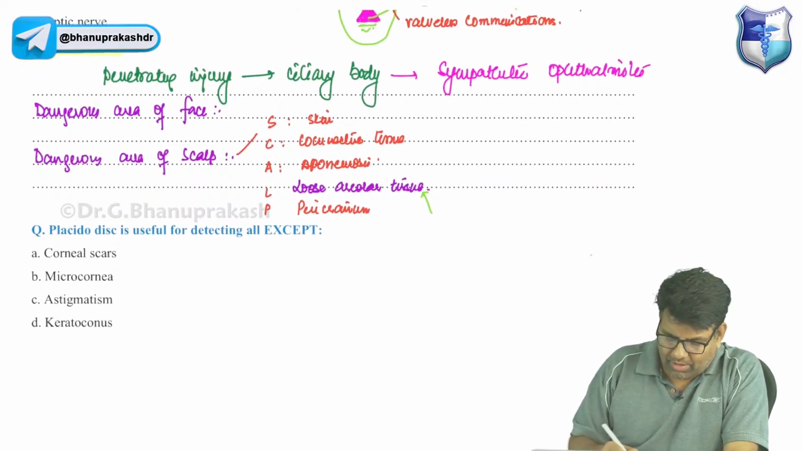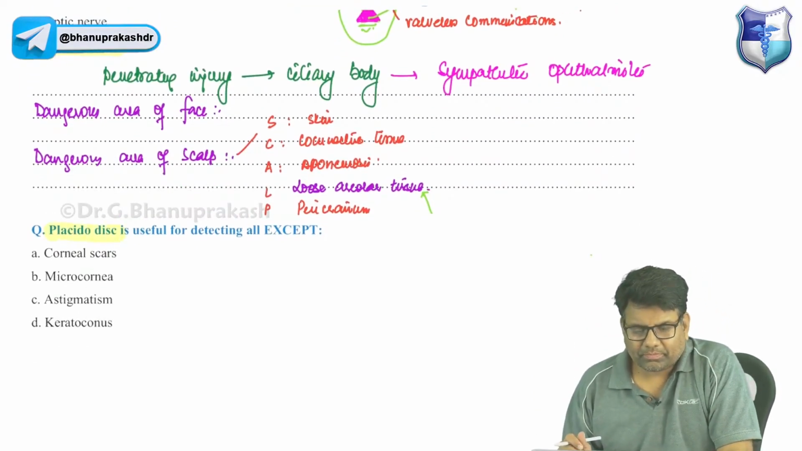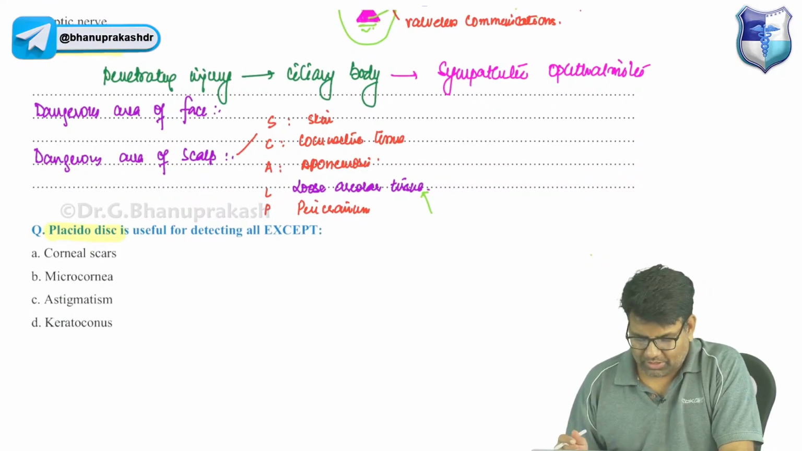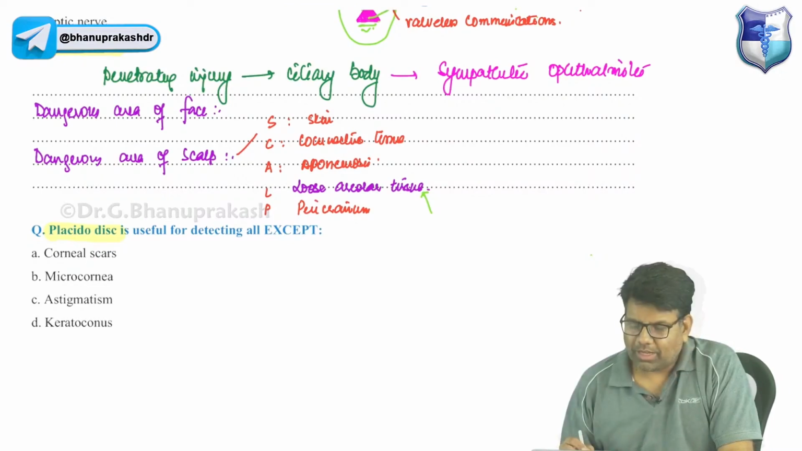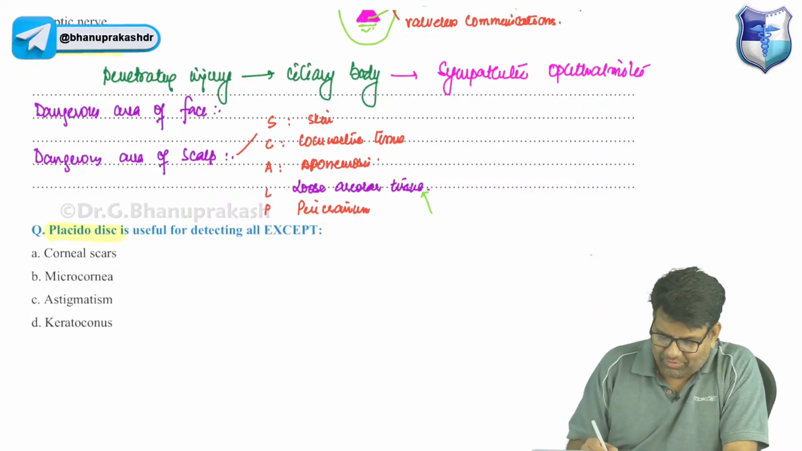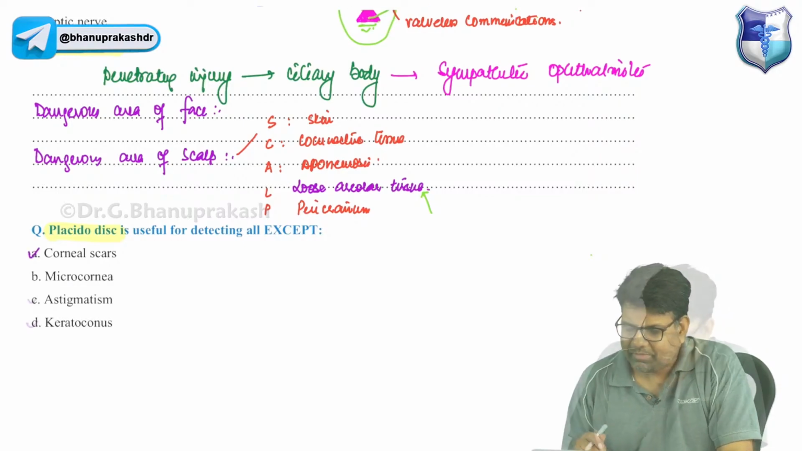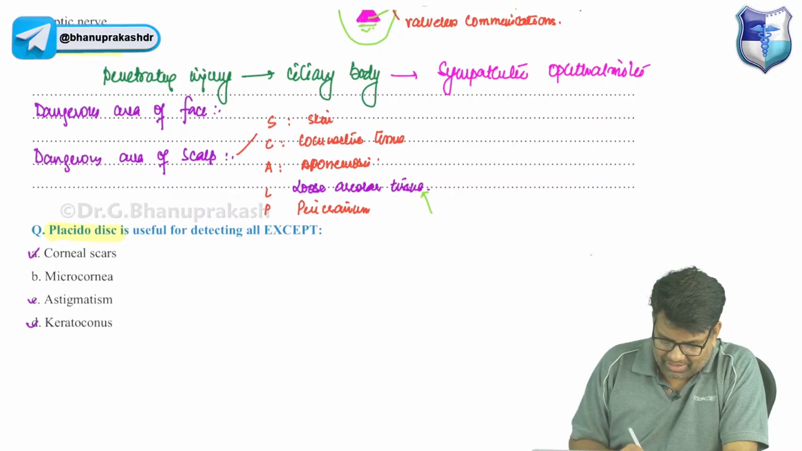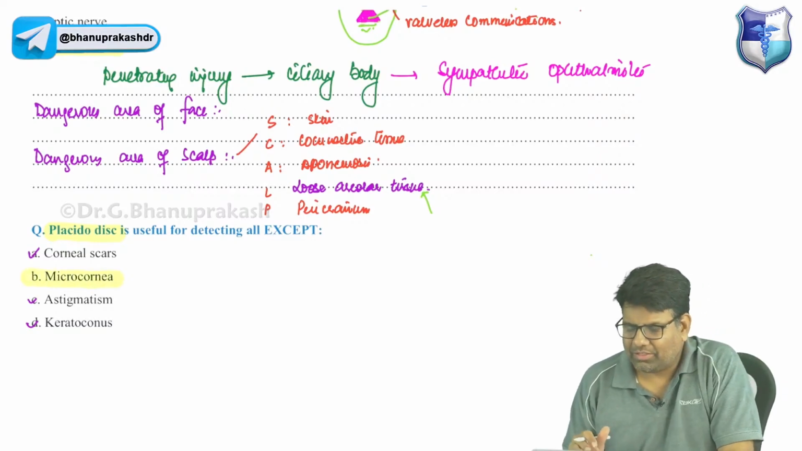Next question. Placido disc is used for detecting all except one. A, no, it is done for A. A is we do it, we evaluate A. So this is the right option. No problem. No, it's slightly difficult to answer.